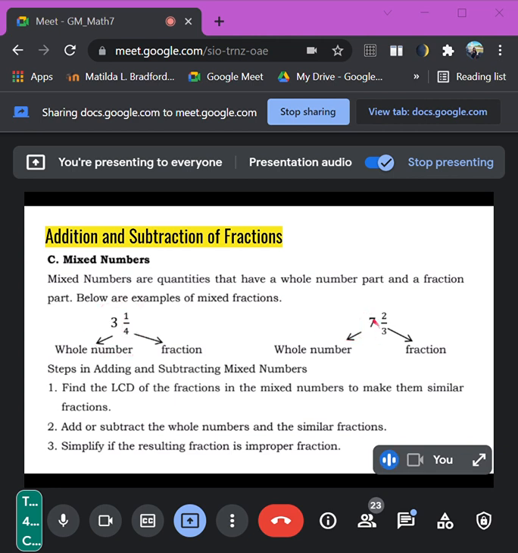Then we have another example, 7 and 2/3. So we have 7 as the whole number and 2/3 as the fraction. So this time, class, how do we deal with a whole number and a fraction together? What we're going to do is change the mixed number to an improper fraction. Do you still remember improper fractions, class?